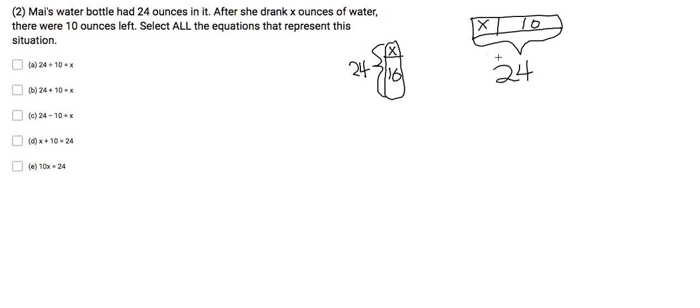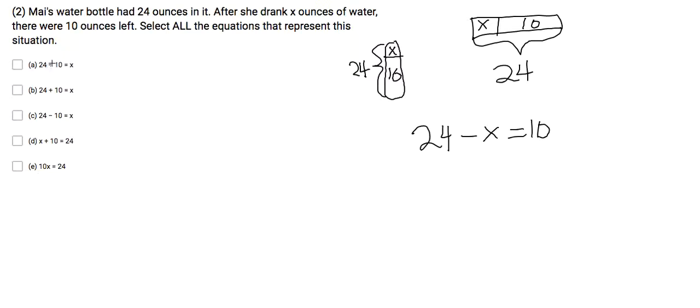So in this case, the easiest setup would be that the equation is 24 minus X equals 10, because we started with 24, we drank X ounces, and then there were 10 left over. Unfortunately, that is not an option in here, but if we look at these diagrams, we can rearrange these numbers to see what equations do get checked off the box.